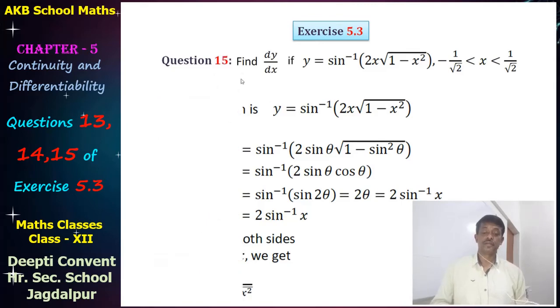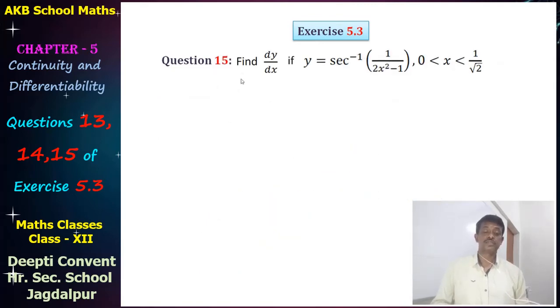Now next question, and the last question of this exercise, 15. Find dy/dx if y = sec⁻¹(1/(2x² − 1)). Okay, so here 2cos²θ − 1, you know 2cos²θ − 1 is what? cos 2θ. So if x equals cos θ, then this will be 1 by cos, sec⁻¹. So x equals what can we put? cos θ. So let us try.